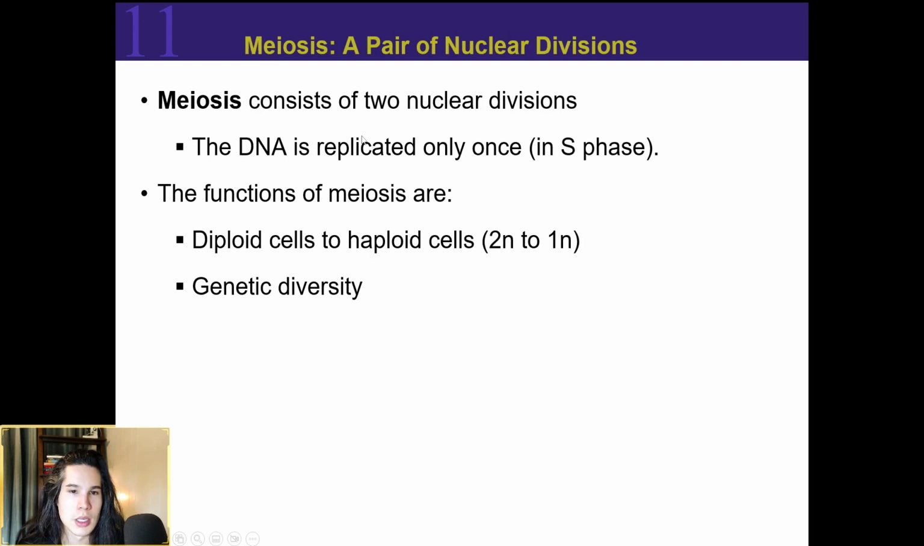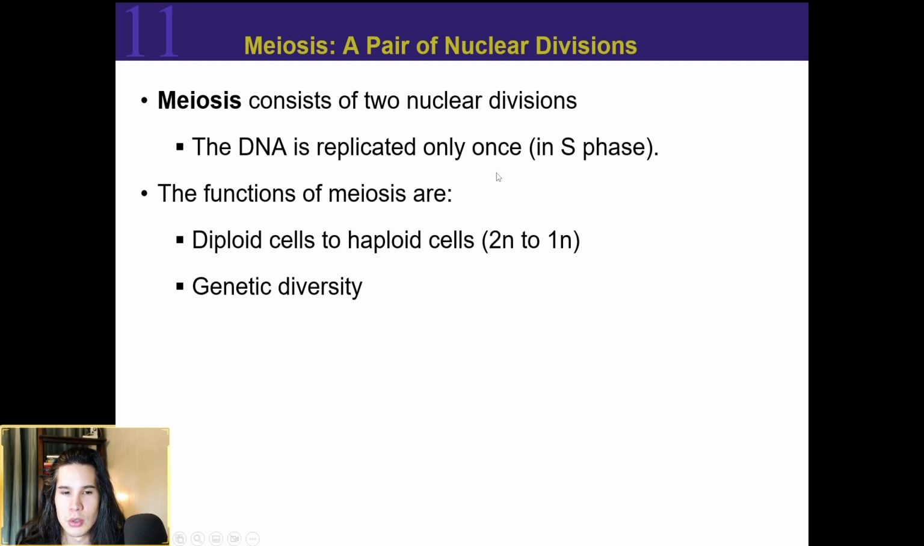So meiosis is going to consist of two nuclear divisions rather than the one that you would see in mitosis. DNA is only going to be replicated once in S phase. If you remember, during interphase, you undergo this phase called S phase, and that's where you synthesize new DNA. So that's the only time that DNA is going to be replicated.